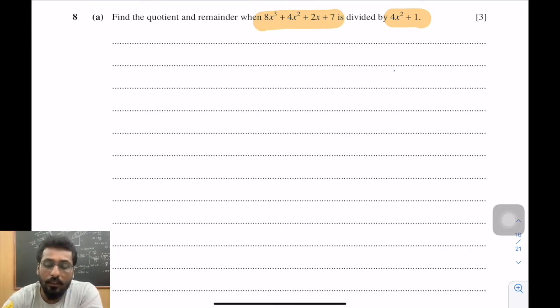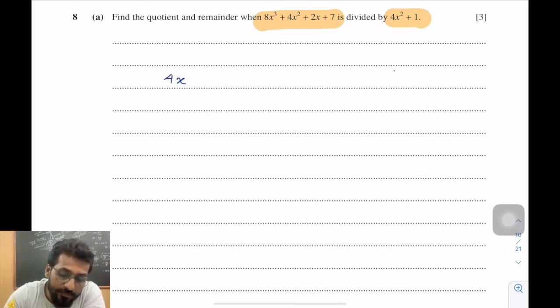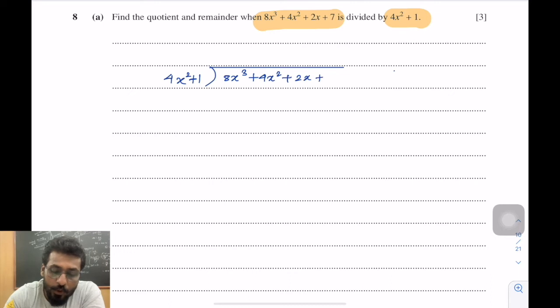So who is the dividend over here? Who is getting divided? 8x cubed plus 4x squared plus 2x plus 7 is getting divided. Who is dividing? Who's the divisor? 4x squared plus 1 is the divisor. He is dividing the given expression, right? So I am simply going to start my polynomial division. So 4x squared plus 1 is my divisor, and my dividend is 8x cubed plus 4x squared plus 2x plus 7.